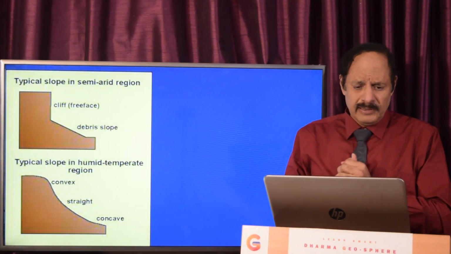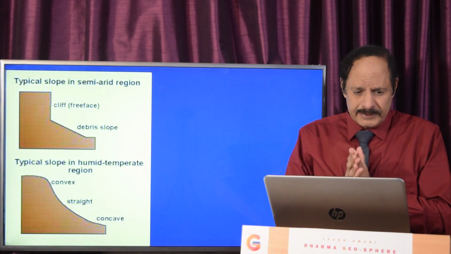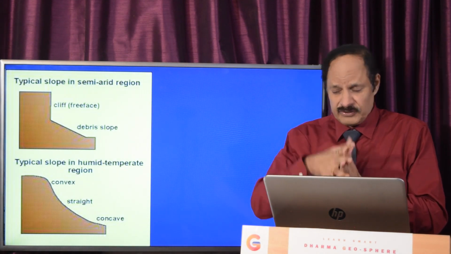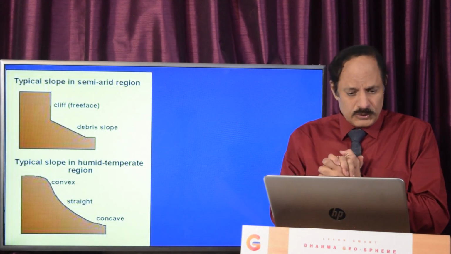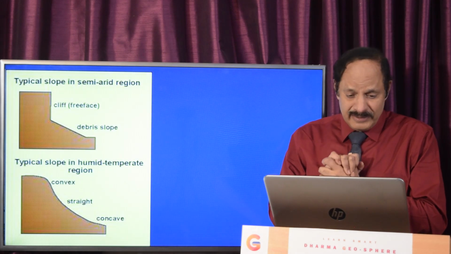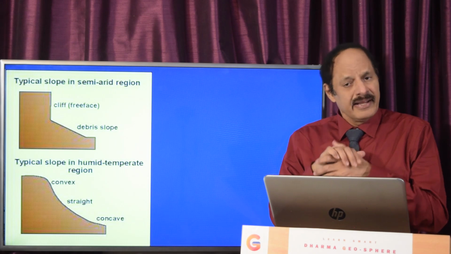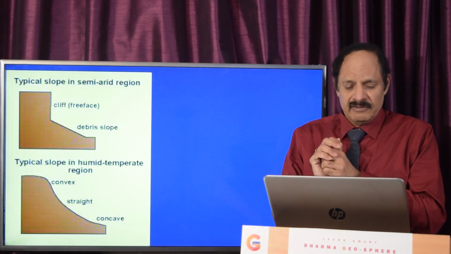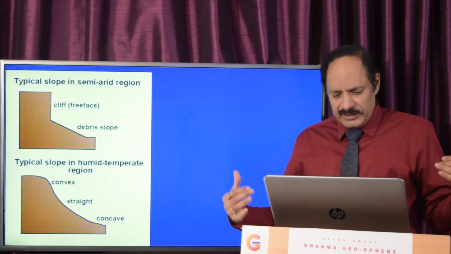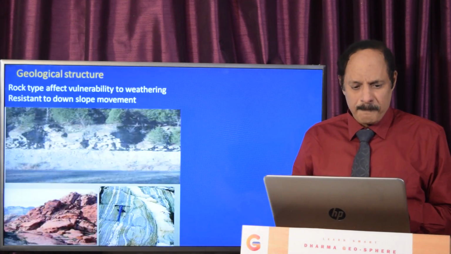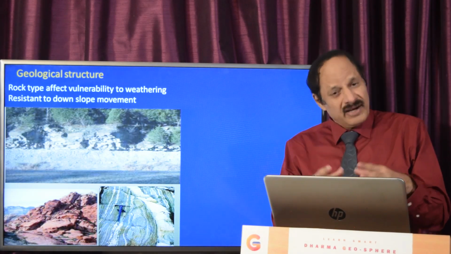So this is a typical slope in a semi-arid region. You can see the free face or the cliff is almost vertical in semi-arid regions, and the debris slope is much inclined, leading to a rectilinear slope. And in the humid temperate regions, you can find a typical Davisian cycle of profile starting from convex to rectilinear, leading to concave. Then the geological structure is very important, particularly what kind of rocks are there.